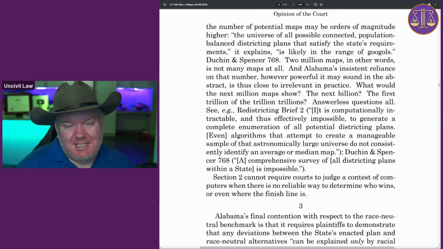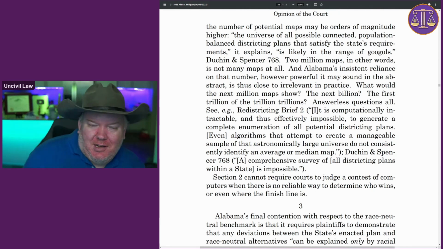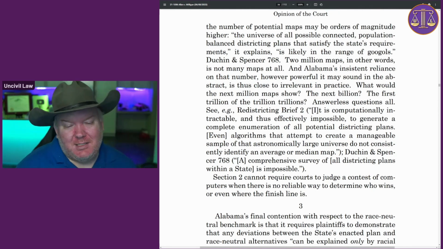And Alabama's insistent reliance on that number, however powerful it may sound in the abstract, is close to irrelevant in practice. What would the next million maps show? The next billion? The first trillion of trillions of trillions? Answerless questions all. It is computationally intractable and thus effectively impossible to generate a complete enumeration of all possible districting plans. Even algorithms that attempt to create a manageable sample of an astronomically large universe do not conclusively identify an average or median.